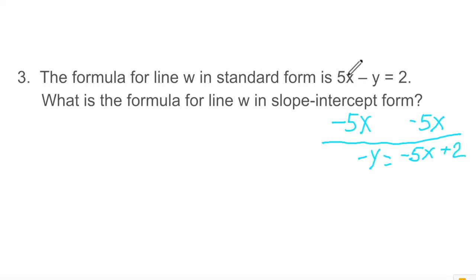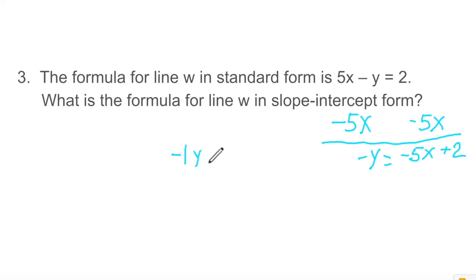So all we've done is deleted the 5x term on the left by subtracting it. And now we want to get rid of this negative sign. So basically we're multiplying y by a negative 1, because this is the same as saying negative 1 times y, right? That's equivalent to this. So how do we get rid of this negative 1? Well, we can divide by negative 1 or multiply by a negative 1.